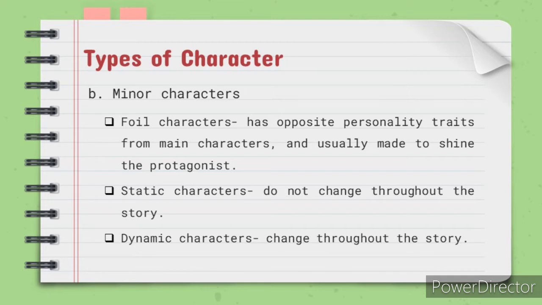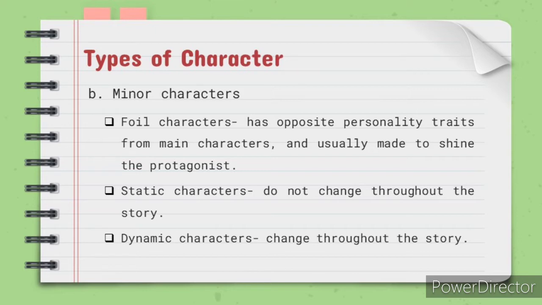Under minor characters are foil characters. A foil character has the opposite personality traits from the main character and is usually made to make the protagonist shine. Many times, the antagonist is the foil for the protagonist. Next is static. Characters who are static do not change throughout the story. Their use may simply be to create or relieve tension, or they were not meant to change. A major character can remain static through the whole story.